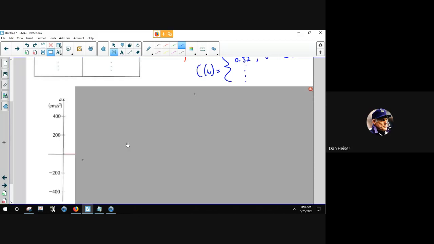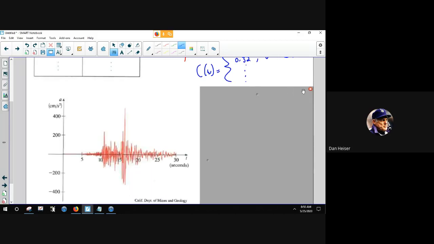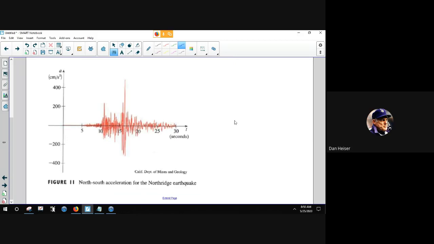Got one more here. This is a graph, it's a seismograph, and it's the north-south acceleration for the North Ridge earthquake from the California Department of Mines and Geology. So here's time, and this is an acceleration scale.